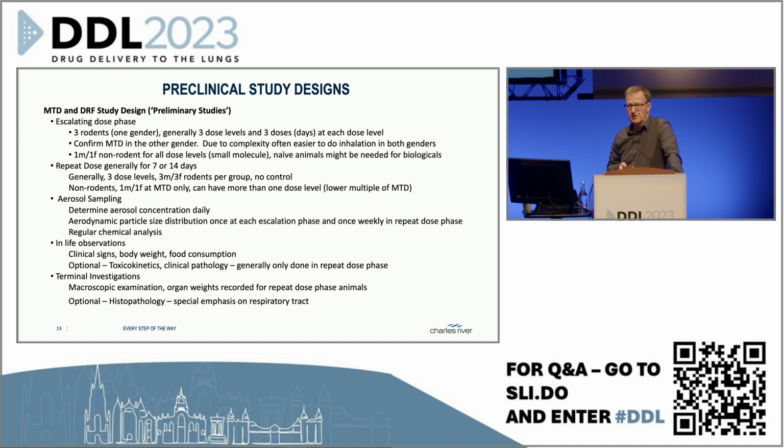For the rodents, typically this would only be 3 animals of one gender, and then the MTD is confirmed in the other gender. However, I have to say for inhalation studies, because of their complexity, it is often easier to run both genders at the same time, but not in general toxicology. And in terms of the non-rodent, then you'd have 1 male, 1 female, and you use this pair of animals for each of the escalating dose phases.